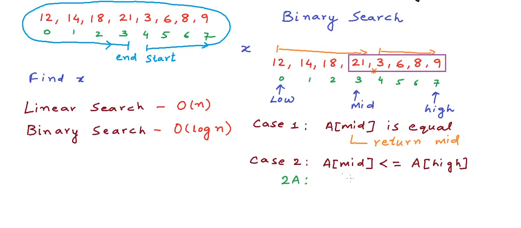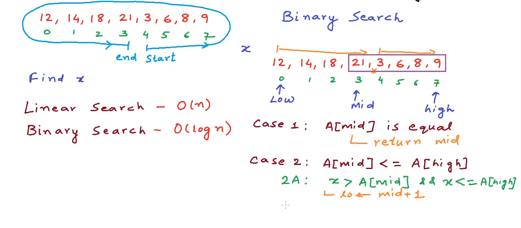We know that x is not equal to a mid, but if x is greater than a mid and x is less than or equal to a high, then it definitely lies in this sorted half. So we adjust low to mid plus 1 to say go ahead and search in the right half. Else, we will say go search in the left half, in the unsorted half. This will be the case when the right half of the array is sorted.